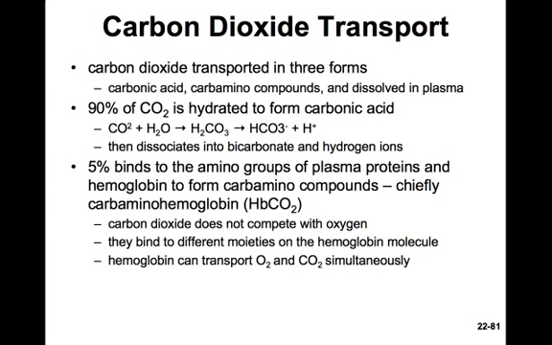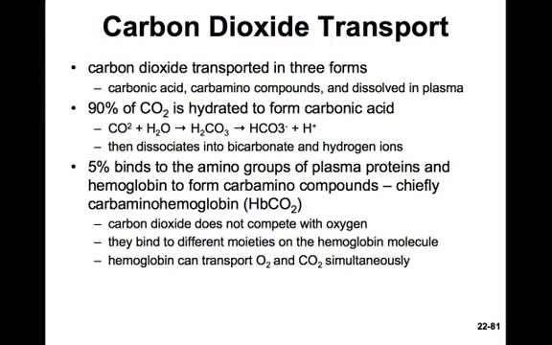23% of the carbon dioxide will bind to plasma proteins and hemoglobin to form carbamino compounds. Chiefly, it's going to be carbaminohemoglobin. A very small portion of it will bind to the amino groups of some plasma proteins. Carbon dioxide doesn't compete with oxygen because it binds to a completely different place on the hemoglobin molecule. It binds to some amino acids on different polypeptide chains. This way, the hemoglobin can transport oxygen and carbon dioxide simultaneously.